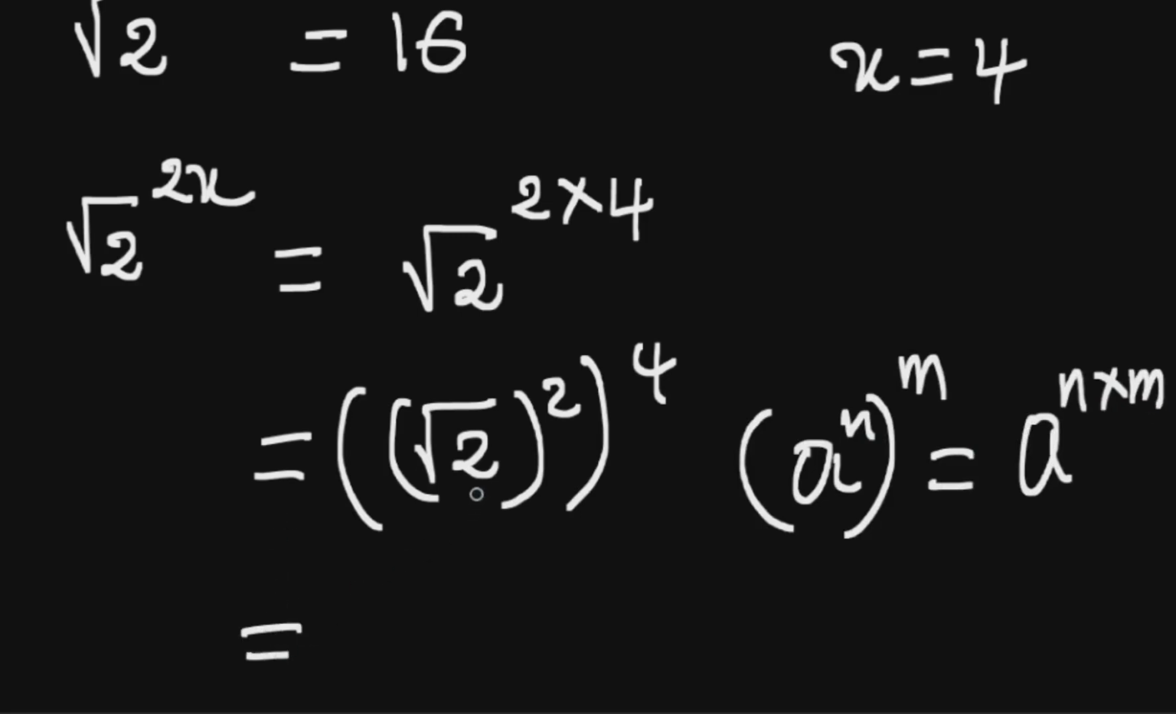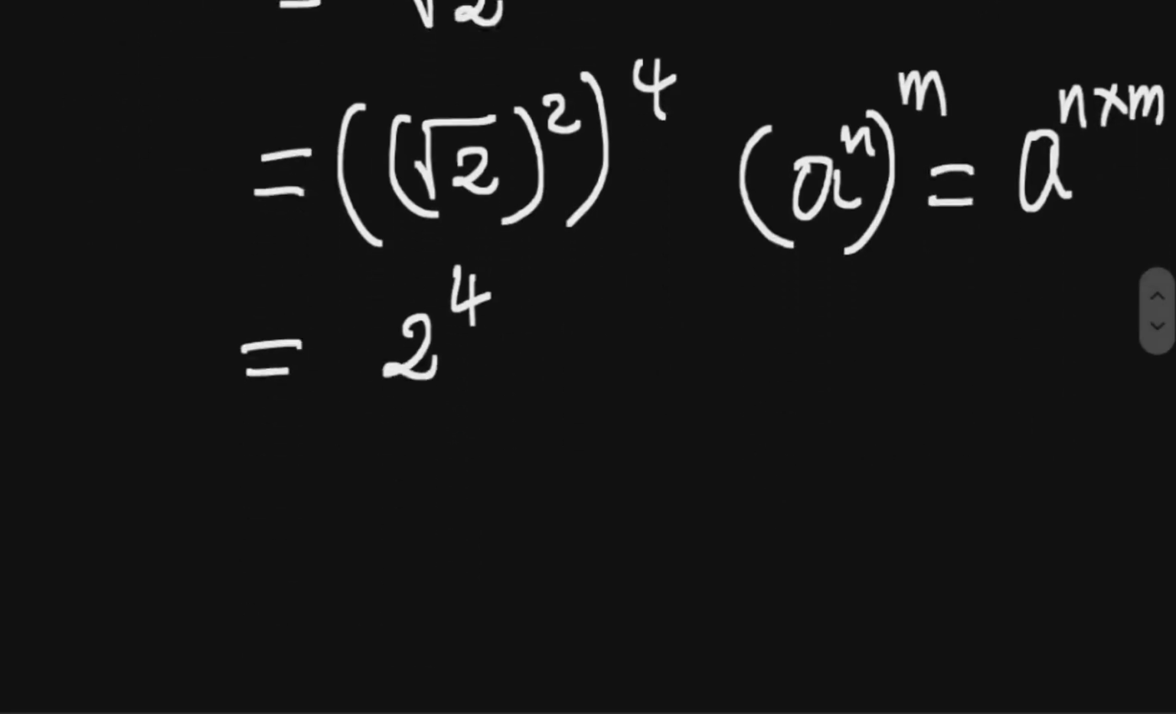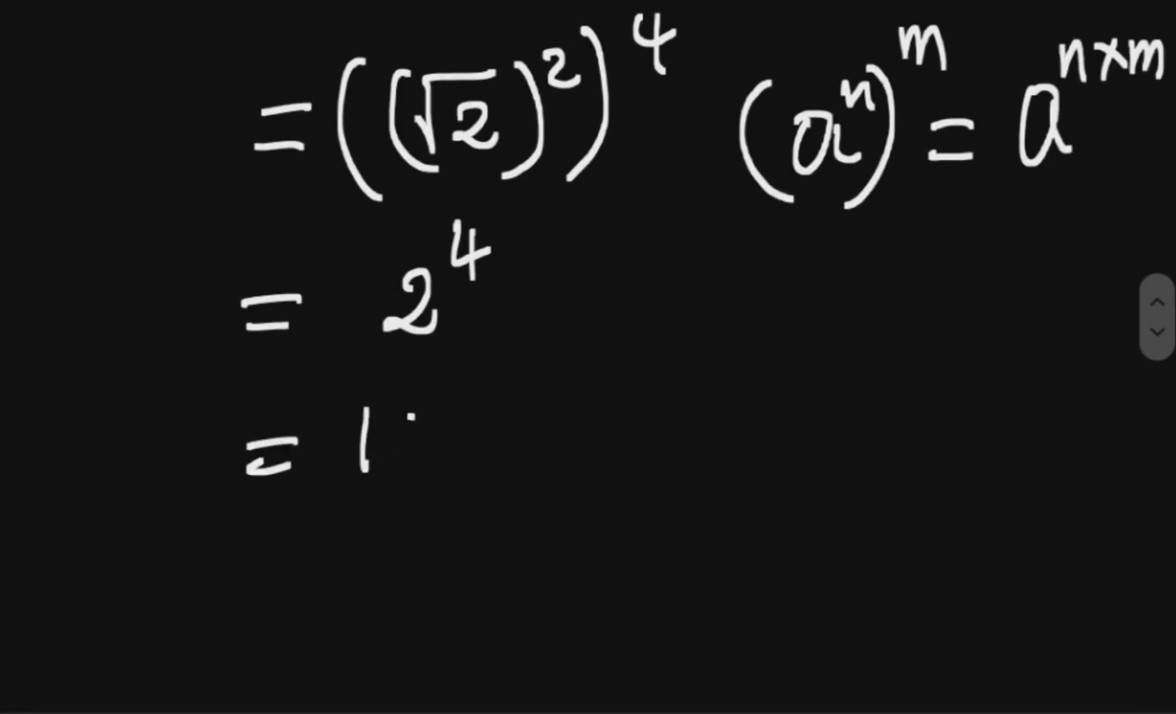Okay, now we know the square root of 2 squared is equal to 2. So at this level we have 2 to the power 4, which is equal to 16. So our x equal to 4 is our solution.